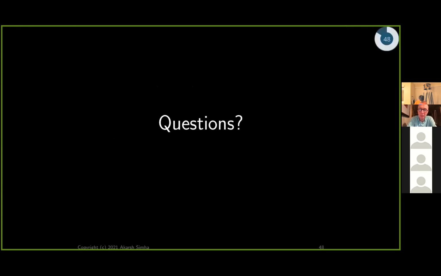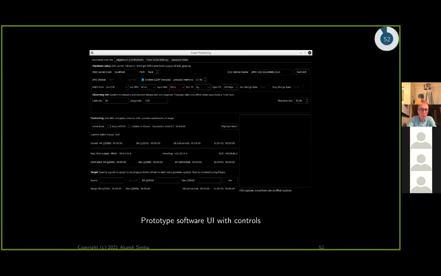And that's pretty much the end of my talk. I'm open for questions, comments. I have a few extra slides with pictures in case somebody wants to see. Maybe I'll stop on this picture of the software UI. This is the prototype software UI I built in Python to orchestrate this entire process. Yeah, that's my talk.